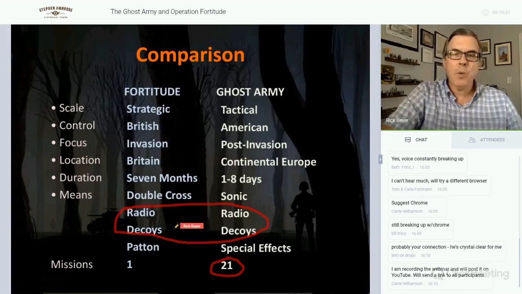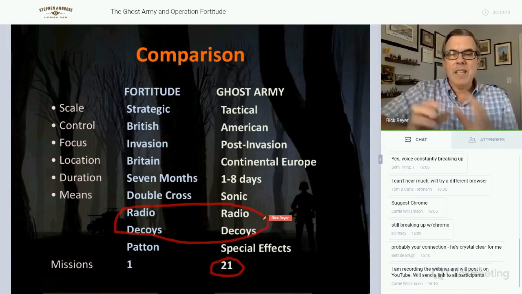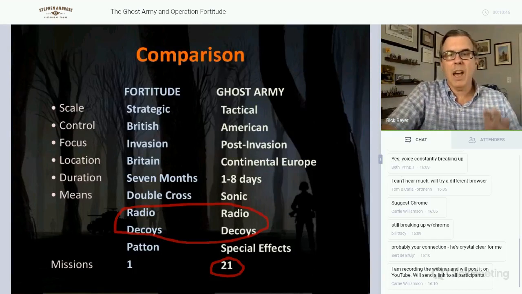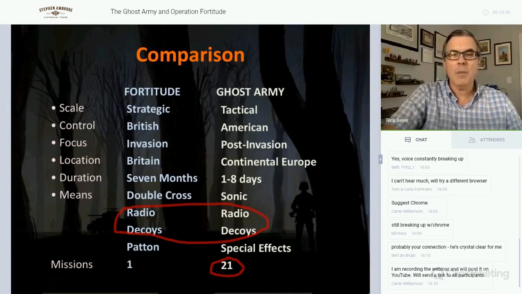The radio deception for Operation Fortitude was carried out by other units. There was another American radio unit, the 3103rd, that did radio deception for Operation Fortitude. The Ghost Army radio operators did not. The Ghost Army soldiers, by and large, did not set up the decoys used by Operation Fortitude. So that's a side-by-side comparison of the two deceptions. And before I talk about the connections between them, I just want to highlight one interesting, unique part of each of these deceptions for those of you who may not know about them.